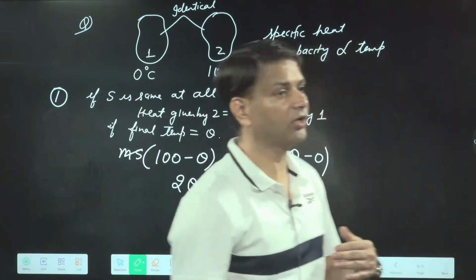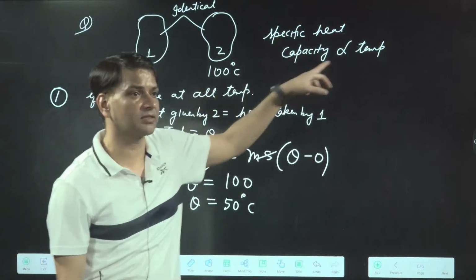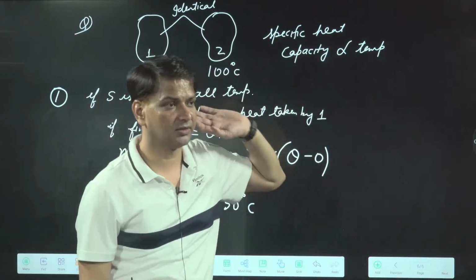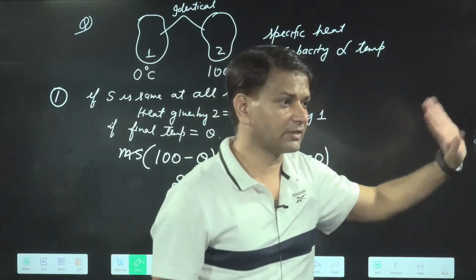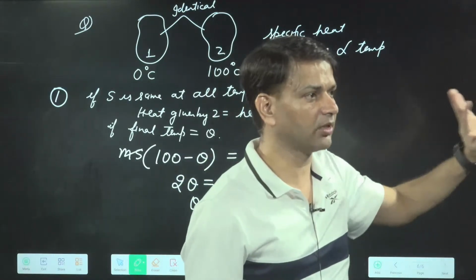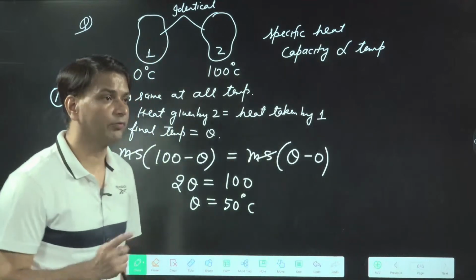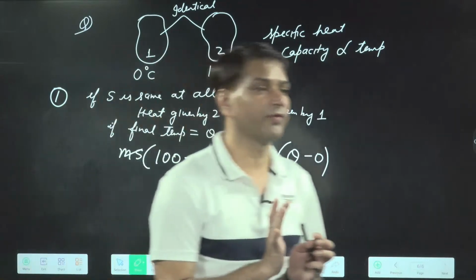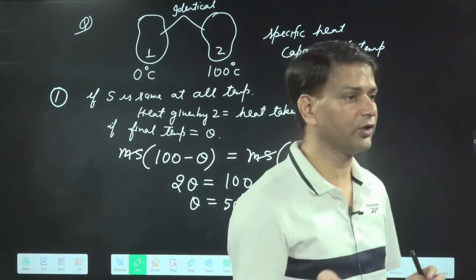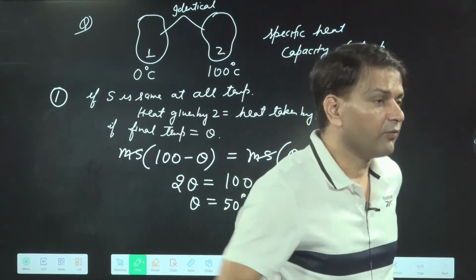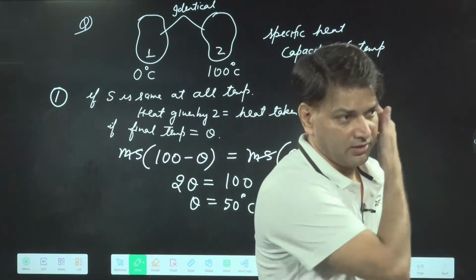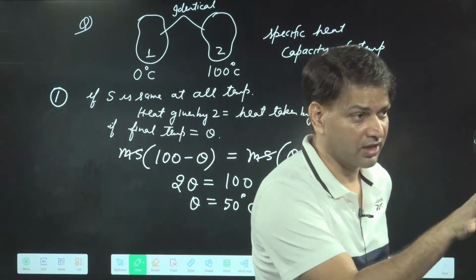But I am giving what? Specific heat capacity is directly proportional to temperature. Okay. So here I cannot take the specific heat the same. In this problem, I cannot take specific heat the same. Okay. Then what will we do? Then the answer will not be 50. So I have to check whether it is more than 50 or less than 50. Without doing any calculation you can say, you can check the answer.